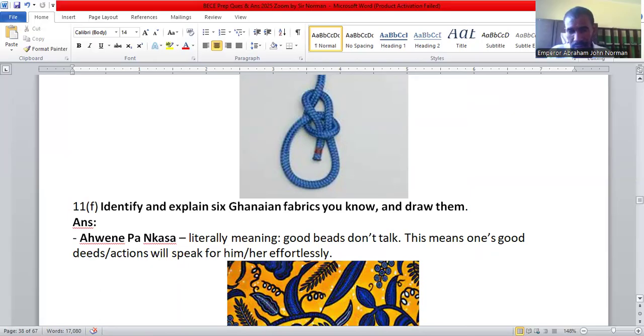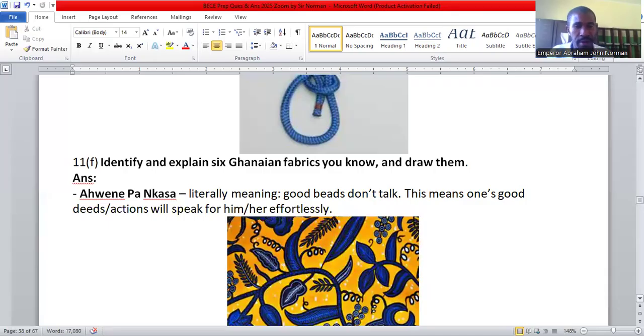Now, look at this one. Maybe you will not be asked to draw, but look at how the pattern looks like. Maybe in case they bring this kind of picture and they ask you what is the name of this fabric and what does it mean? The Ahwinipa Kasa literally means good beads don't talk. This means that one's good deeds or actions will speak for him or her effortlessly.